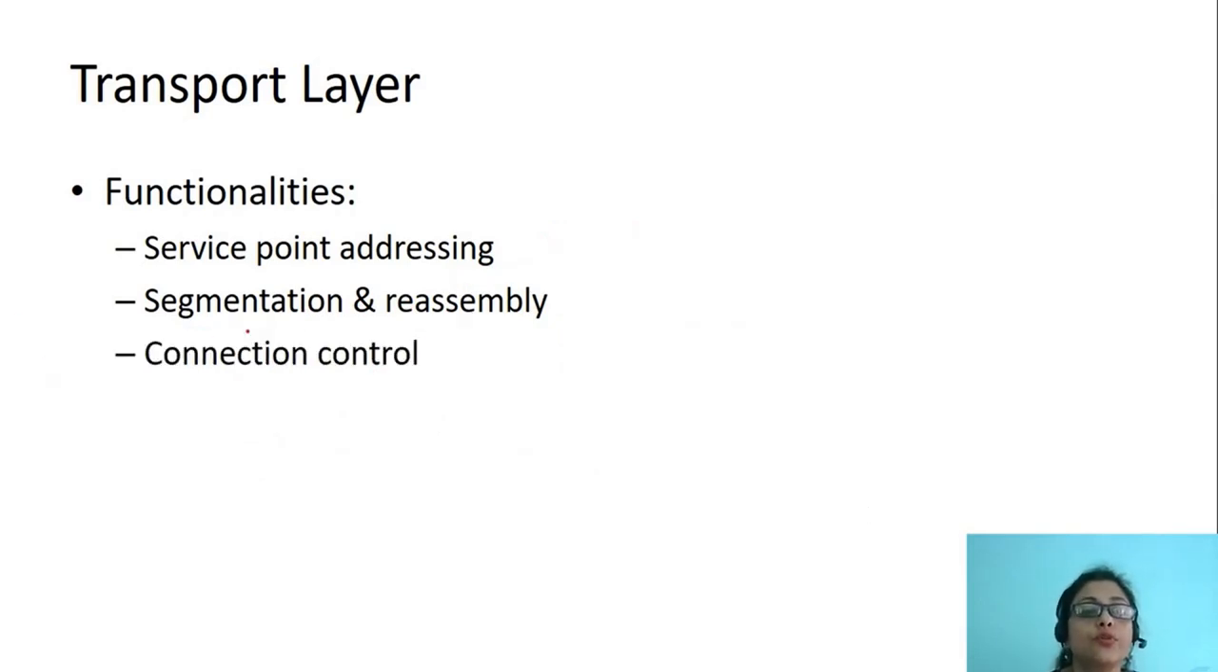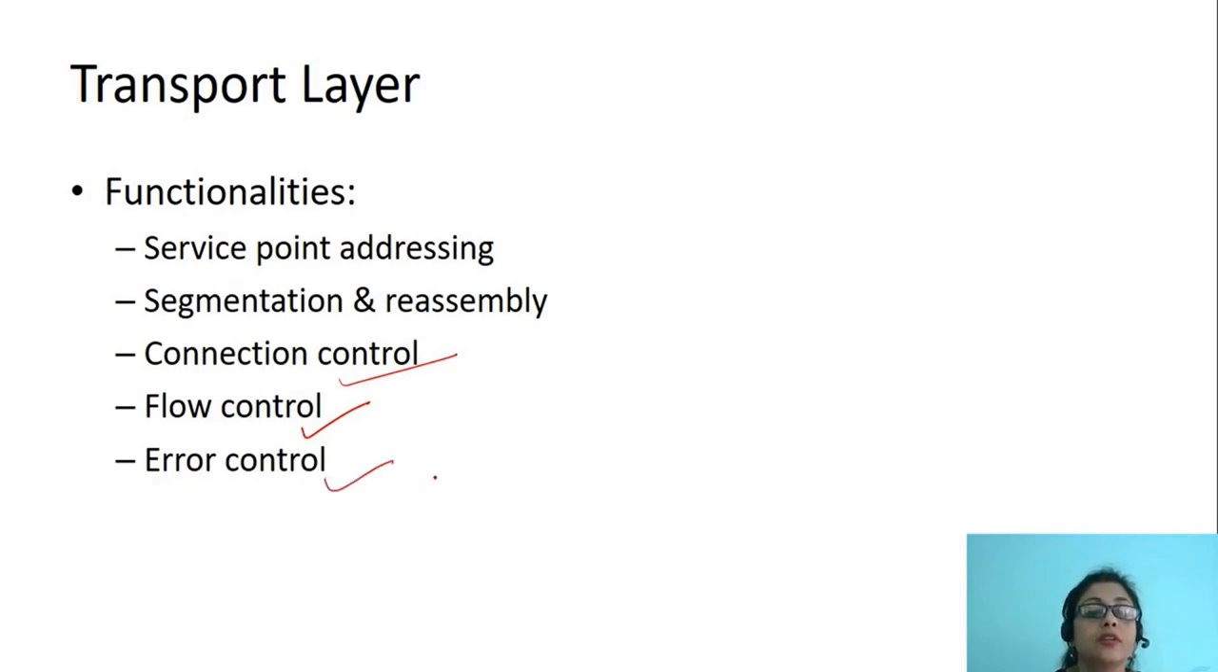Next, it is also used for connection control by using either TCP or UDP protocols. It is also used for flow control. So functionality of flow control is done here, and flow control is not node to node, but it is end to end or process to process. Also similarly, we can have error control, but here also it is process to process error control.